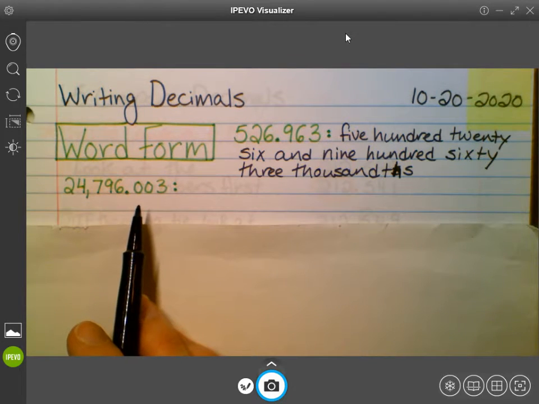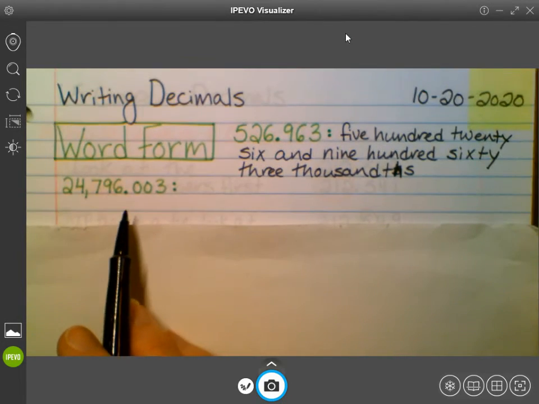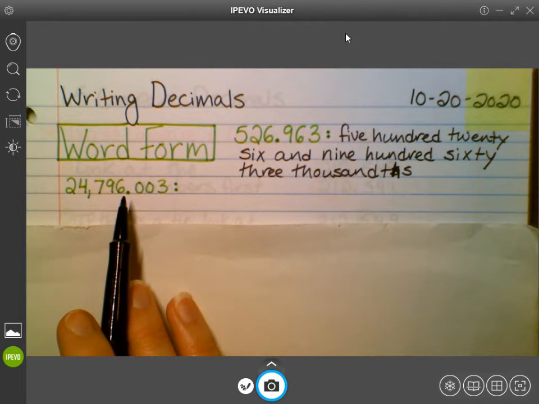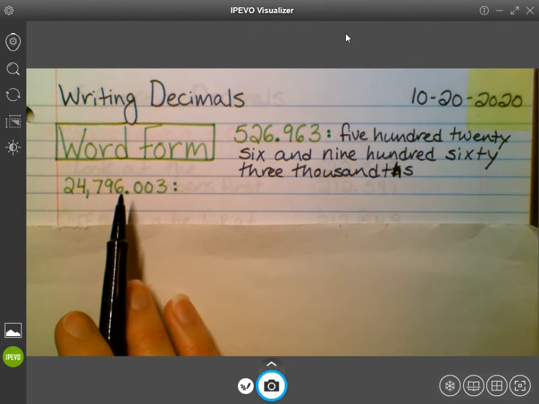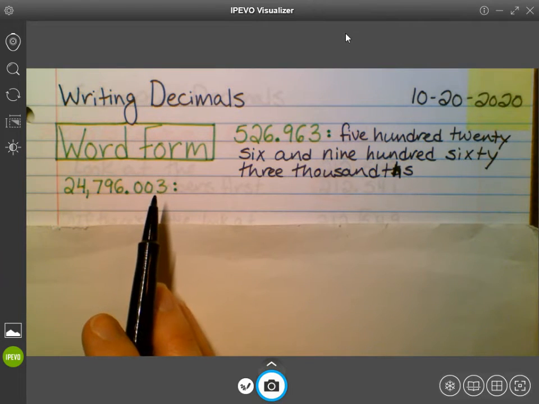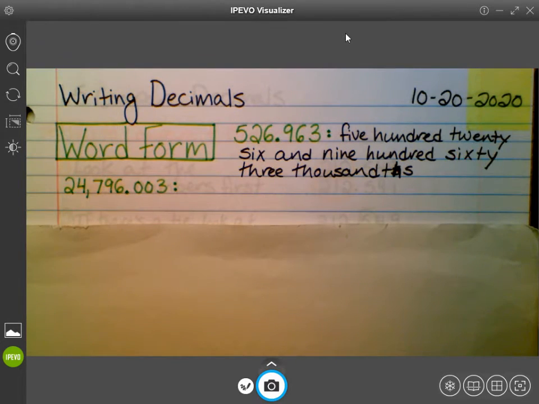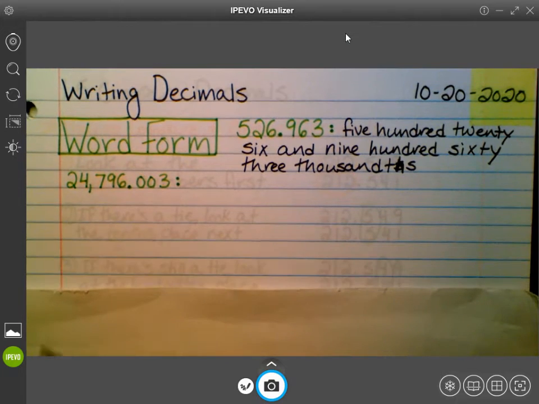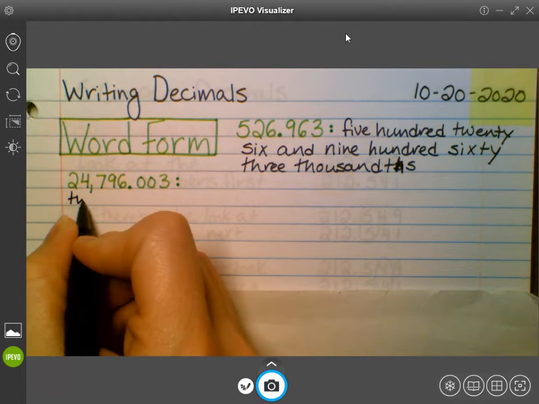just skip over them and we go straight to the next digit. So once we get done with our ones place, we say that's 6, then we skip to the 3 and say the place it's in, 3 thousandths. So you should have written this one like this.